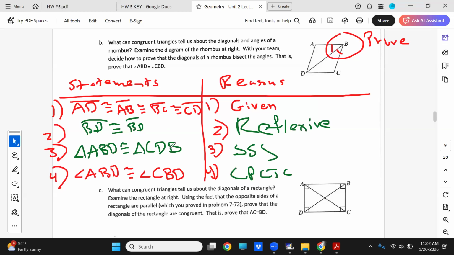Okay. You guys get that? We're good? Again, pretty straightforward. All four sides are the same, so you definitely have your two pairs of congruent sides. You add a third pair of congruent sides, BD equal to BD using the reflexive property. Therefore, the triangles are congruent by SSS, therefore CPCTC. We can deduce that angle ABD is the same as CBD. So what this tells me is that in a rhombus, the diagonals will bisect.